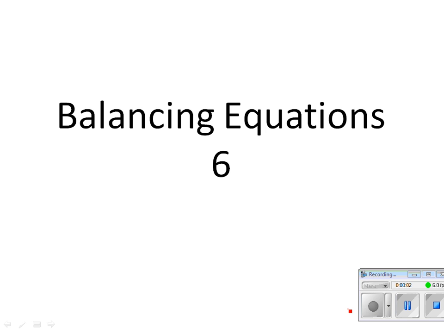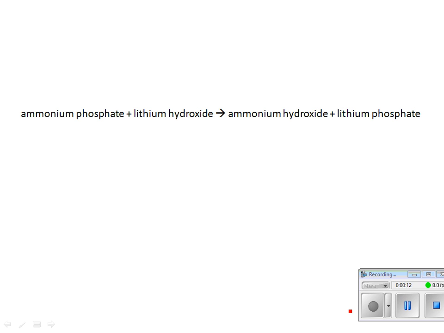This is the sixth video in our series on balancing equations, where we're following the law of conservation of matter when balancing chemical reactions. In this video we are going to take a look at this double replacement reaction between ammonium phosphate and lithium hydroxide. We are going to have to use our rules for naming compounds and bake this into a chemical reaction with formulas rather than names.